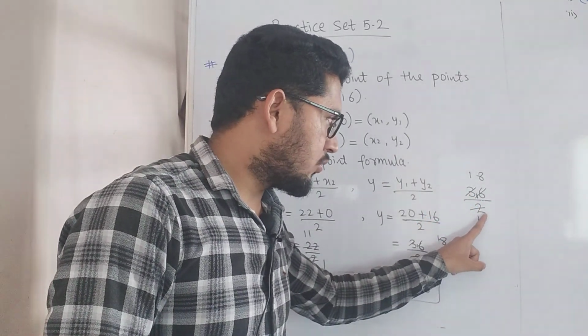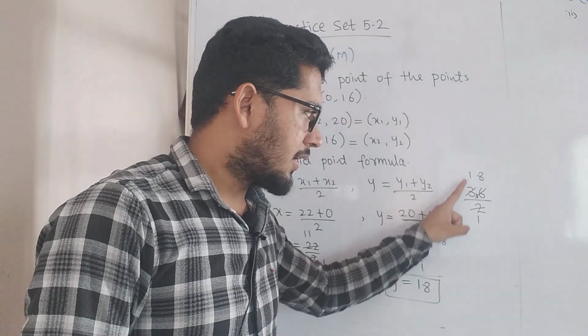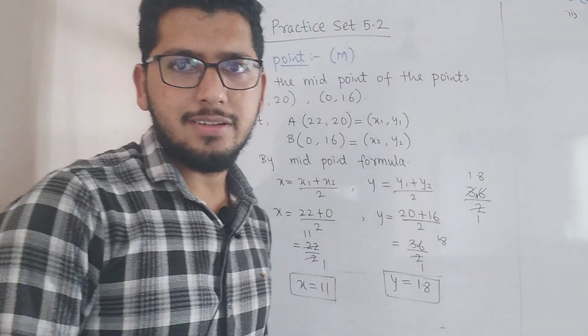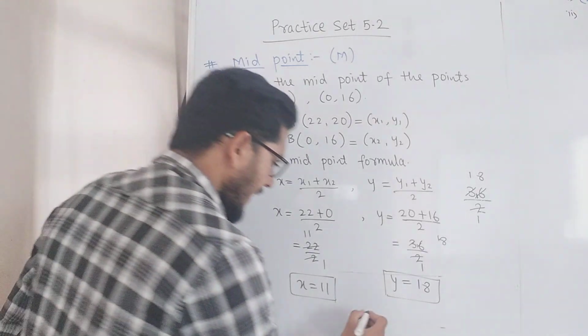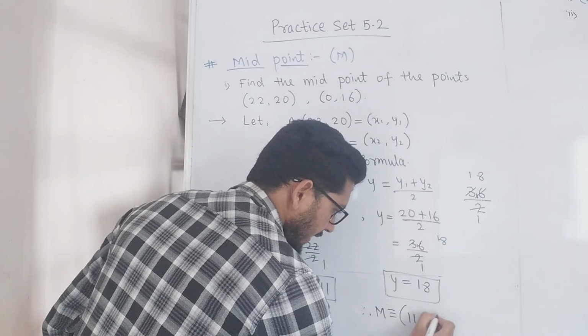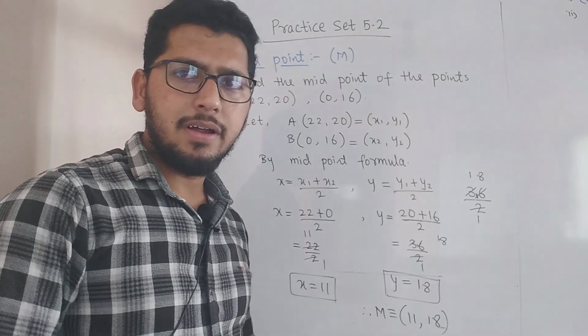First we divide 3 by 2. 3 does not come in the table of 2, so the smaller value, 2 1s are 2. 2 from 3, 1 is left, it becomes 16. Then 2 8s are 16. Answer is 18. Okay, so with this we have completed the midpoint, and finally we'll write therefore m is equal to 11 comma 18. Here m is called midpoint.